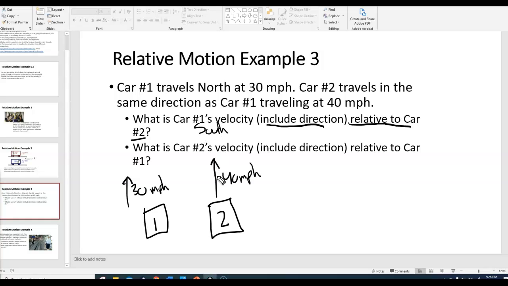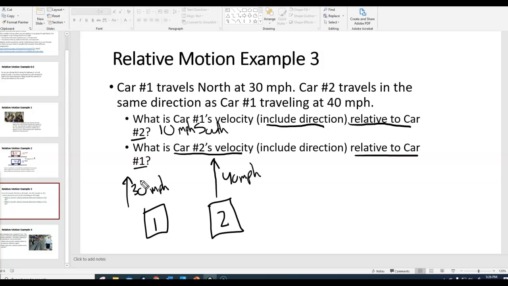And then the amount, if I'm going 40 and they're going 30, that means the relative speed is going to be 10 miles per hour. Okay, so car number 1's velocity relative to car number 2 is going to be 10 miles per hour south, because as seen from car number 2, car number 1, which is going slower, is traveling in the negative direction, south.